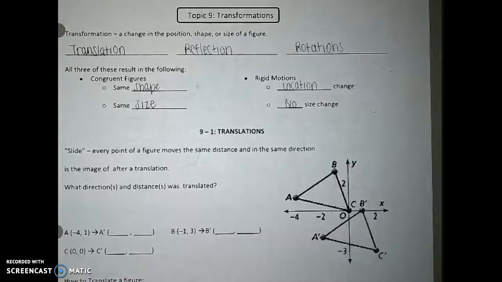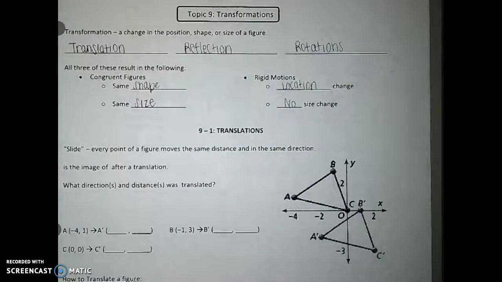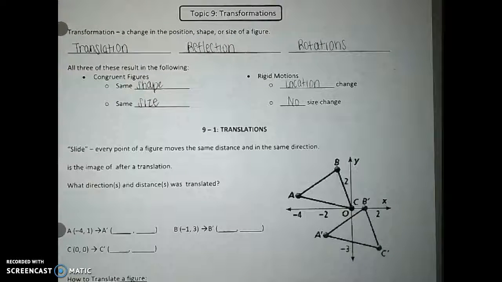Now the first type of transformation that we're going to look at is what's called a translation. A translation is kind of like a slide. Every point of a figure moves the same distance and in the same direction. Every point has to move the same amount for it to be a rigid motion, for it to have no change in size.